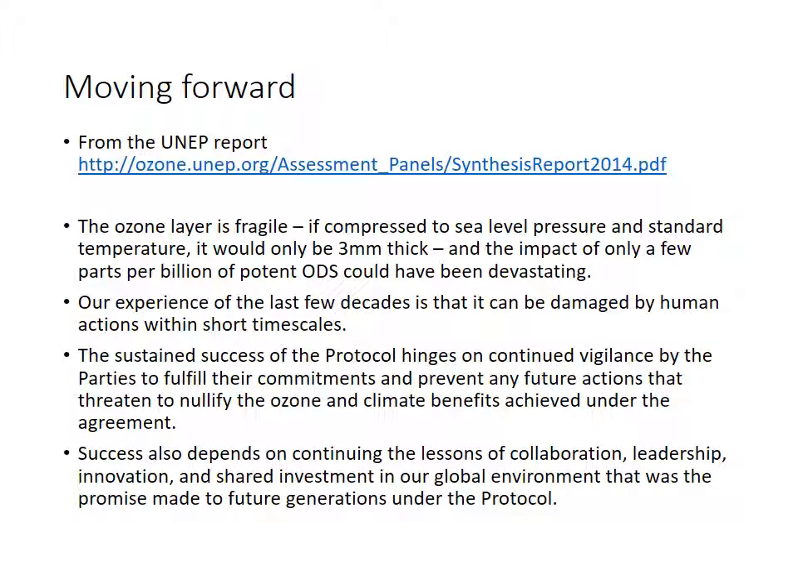The impact of only a few parts per billion of potent ozone depleting substances could be devastating. Their experience over the last few decades is that it can be damaged by human actions within very short timescales, and the sustained success of the protocol hinges on continued vigilance by the parties to fulfill their commitments. So the countries that said they needed to phase out certain ODSs by certain dates need to fulfill that, and future actions that threaten to nullify the ozone and climate benefits achieved under the agreement, they should make sure that they work to fulfill these agreements.